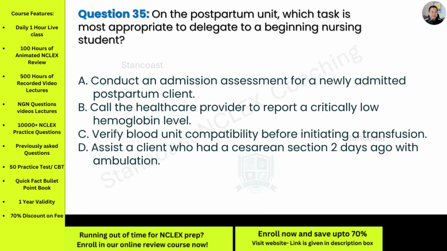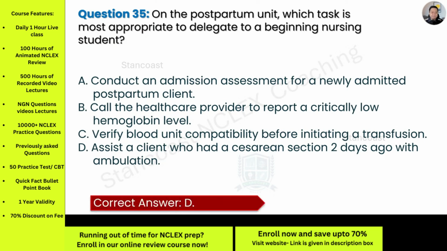35. On the postpartum unit, which task is most appropriate to delegate to a beginning nursing student? A. Conduct an admission assessment for a newly admitted postpartum client. B. Call the healthcare provider to report a critically low hemoglobin level. C. Verify blood unit compatibility before initiating a transfusion. And D. Assist a client who had a cesarean section 2 days ago with ambulation. The answer is letter D.